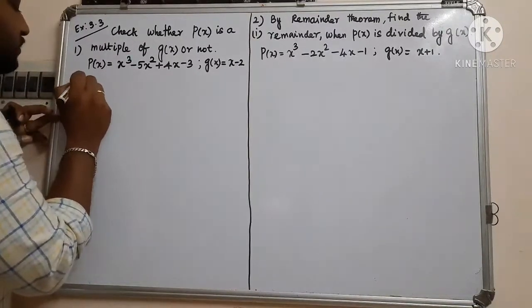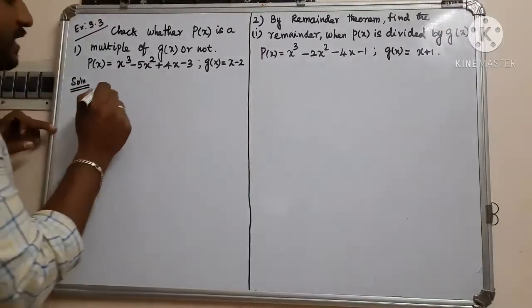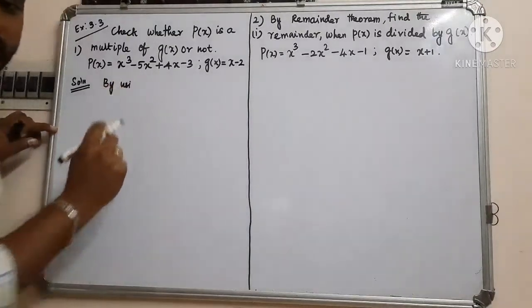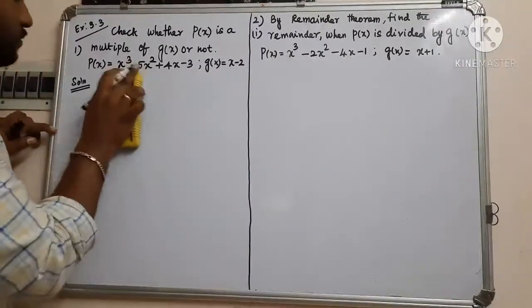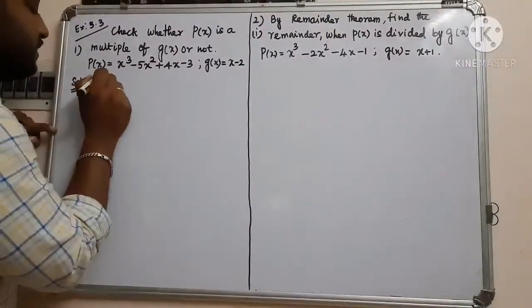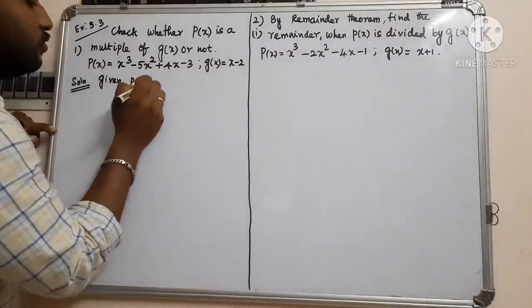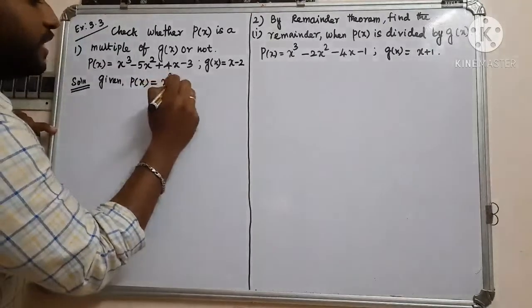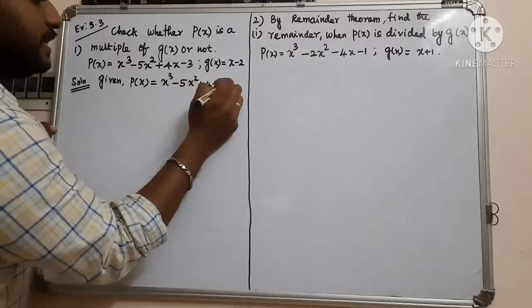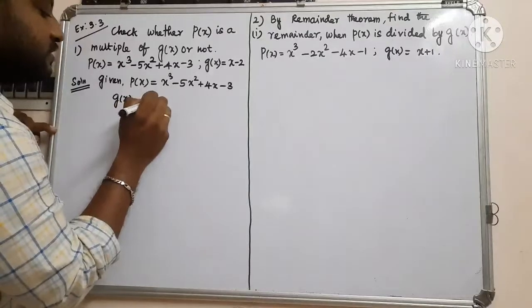So, solution. Here we are going to use the remainder theorem. Before that, you have to write the given p of x and g of x. So p of x is equal to x cube minus 5x square plus 4x minus 3, and g of x is equal to x minus 2.